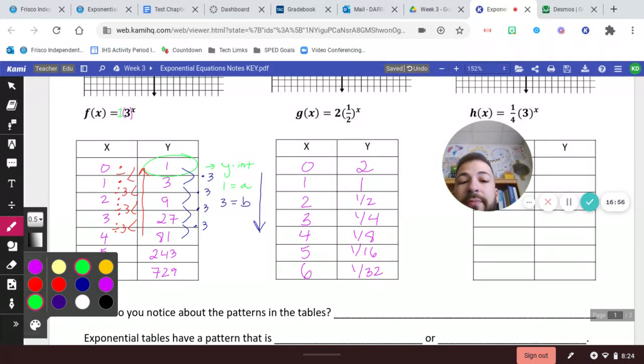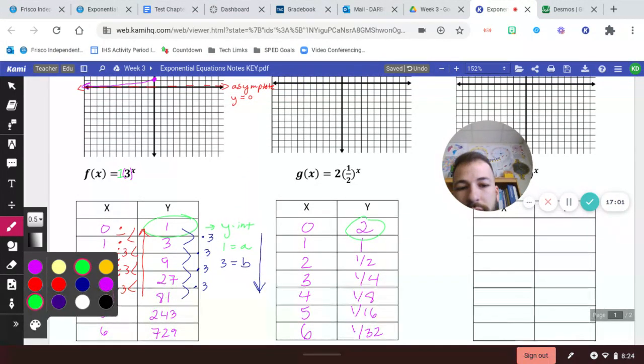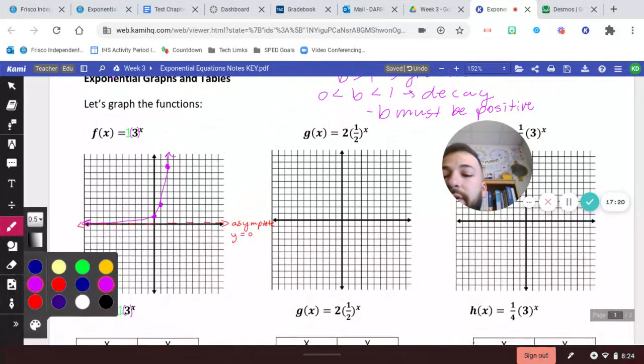Okay, so once again, some things to note. My a value this time is 2, which means my y-intercept is 2. My b value this time, what I'm multiplying by, is 1/2, which is in between 0 and 1, which means I am decaying. So let's add it up here on our graph. Okay, at 0 we were at 2, which was our y-intercept. Then we went from there to 1, then 1/2, then 1/4, and 1/8, and so on.